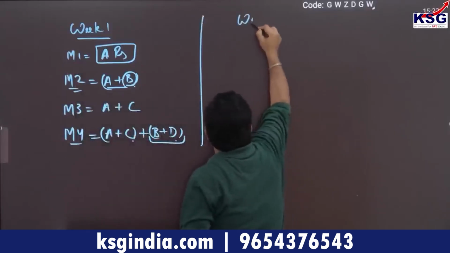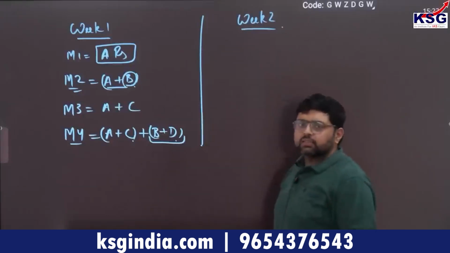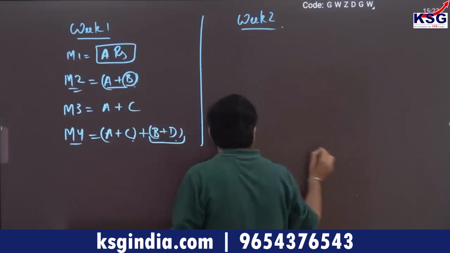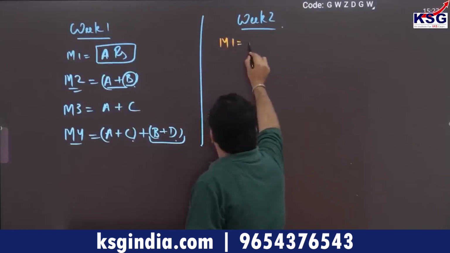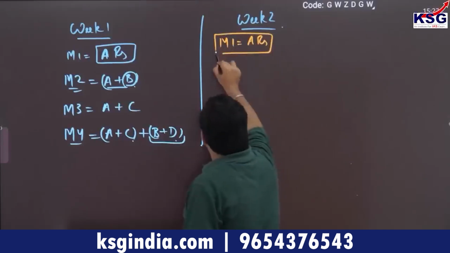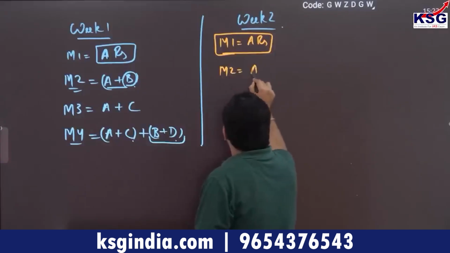Now in week 2, I am just taking one hypothetical case to make you understand. For example, in week 2, suppose M1 is the same, that is A rupees. Okay, M2 is also the same, A plus B rupees.